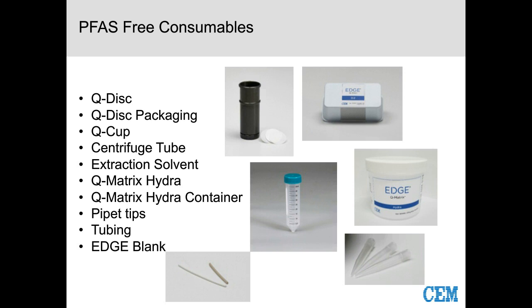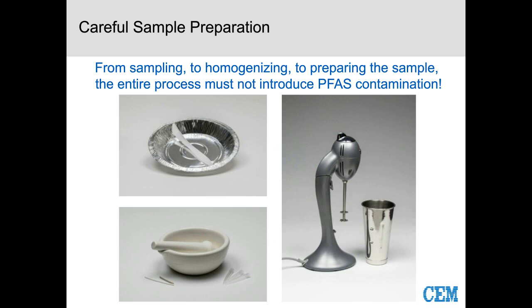So I want to take just one step further here, because we talked about the instrument needing to be PFAS-free. The consumables that touch the sample need to be PFAS-free. But it's the entire process, from the sampling of the sample to homogenizing to preparing the sample, that entire process through analysis needs to be PFAS-free. So some of the pictures here are just some of the things we used during our sample preparation to make sure that we were not introducing PFAS into the situation. And I'll specifically go over our steps when I talk about the different samples.